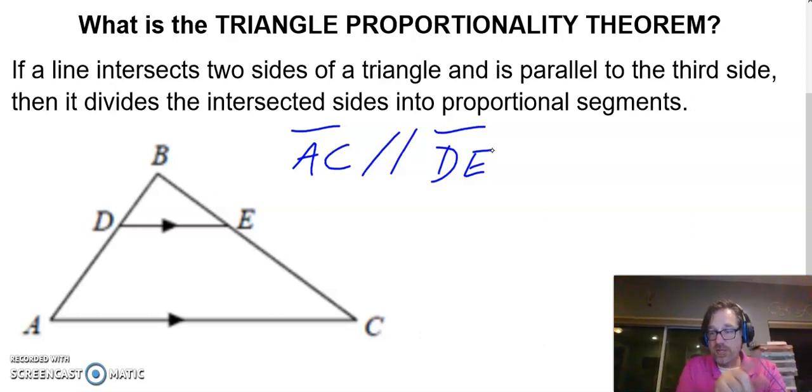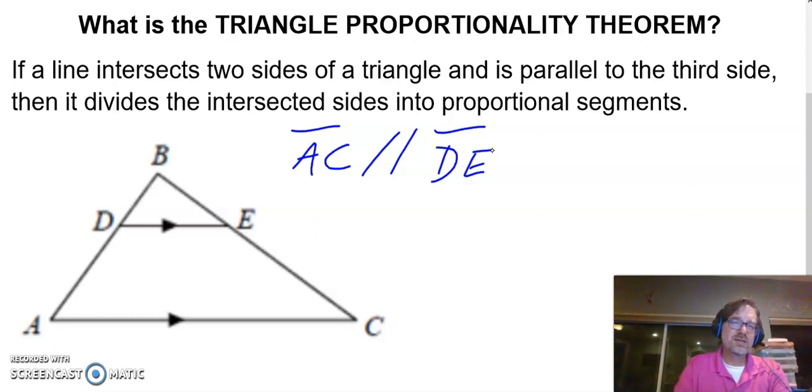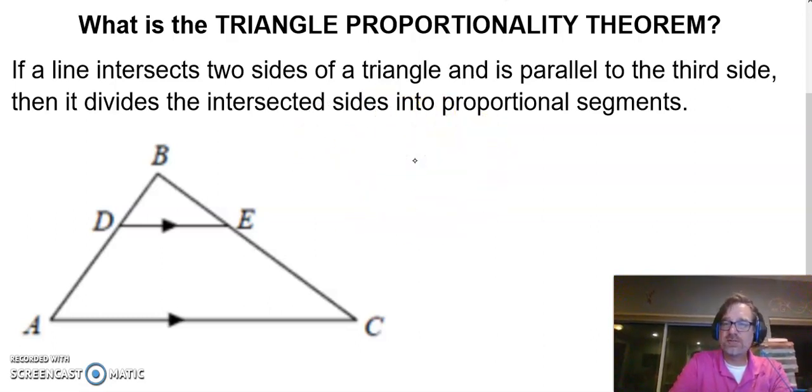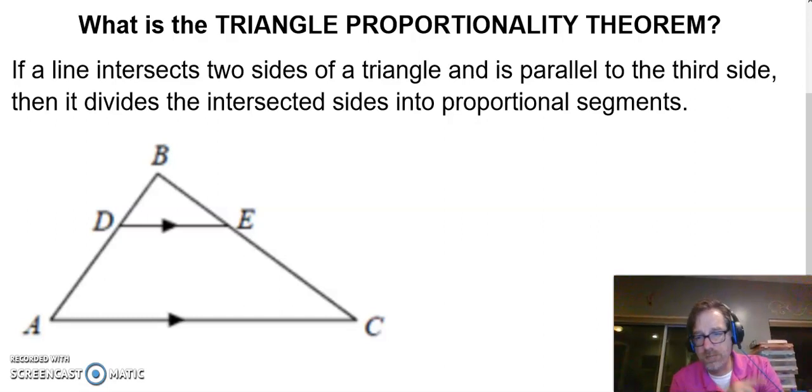If we have a triangle with a line on the inside that's parallel to the third side, we have a rule that says if a line intersects two sides of a triangle and is parallel to the third side, then it divides the intersected sides into proportional segments. What? Man, sometimes these geometry people just think they're too smart for their own good. All right, but let's look at what they're saying. They're saying proportional segments. Whenever I say the word proportion, we are thinking fractions.